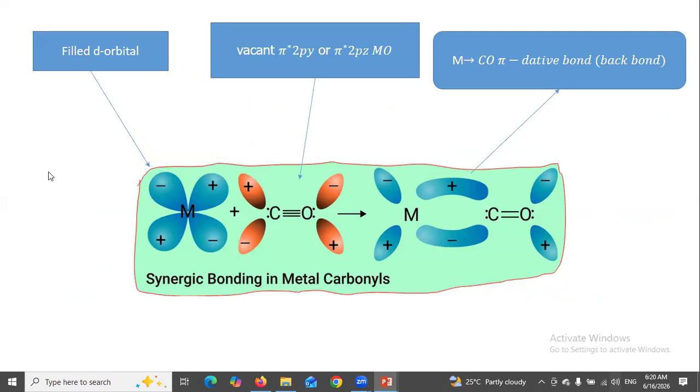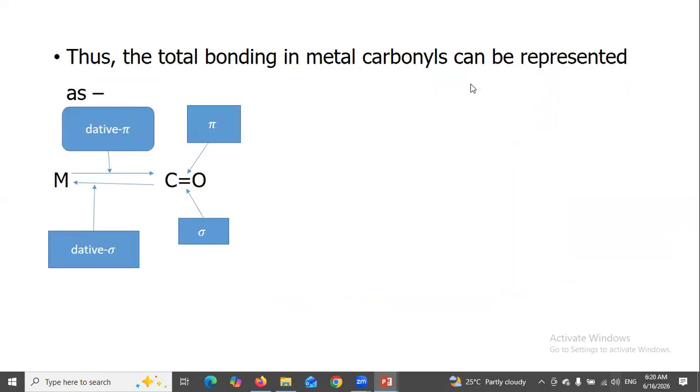The filled metal d orbitals and vacant pi anti-bonding 2py or 2pz molecular orbital form the metal to carbon monoxide pi dative bond, back bonding. Thus, the total bonding in metal carbonyls can be represented: dative sigma bond, dative pi bond, carbon monoxide.